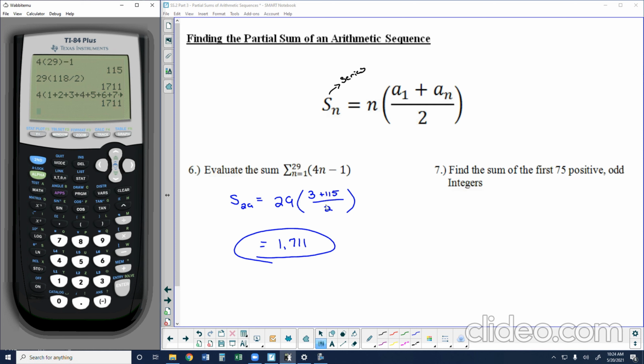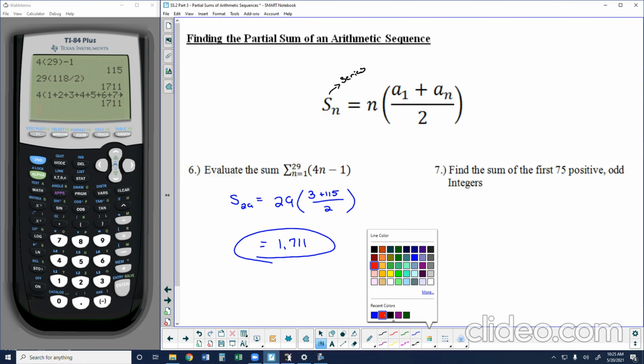Okay, so what we can see here is that this formula is a little bit quicker of a way of finding the value of a series that starts at 1, without having to find each of the terms individually or without having to add up 29 terms. So it's a much quicker way to find the value of this summation.